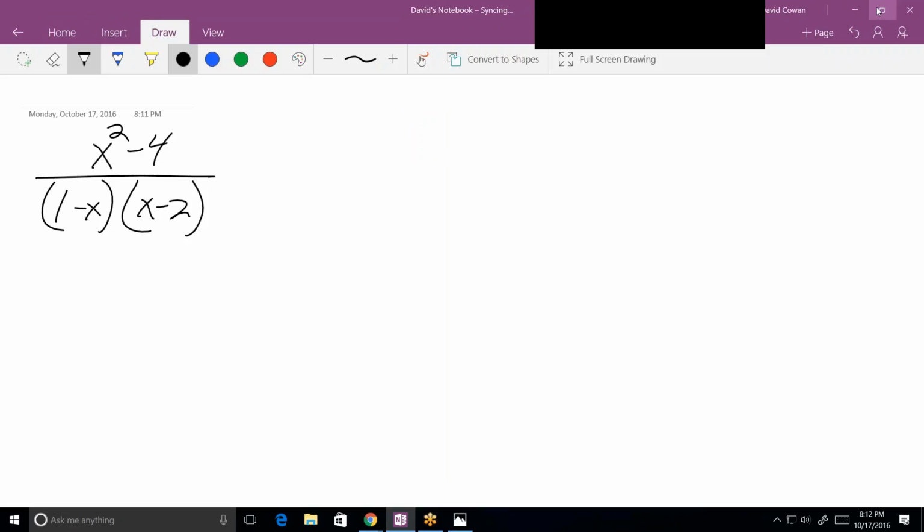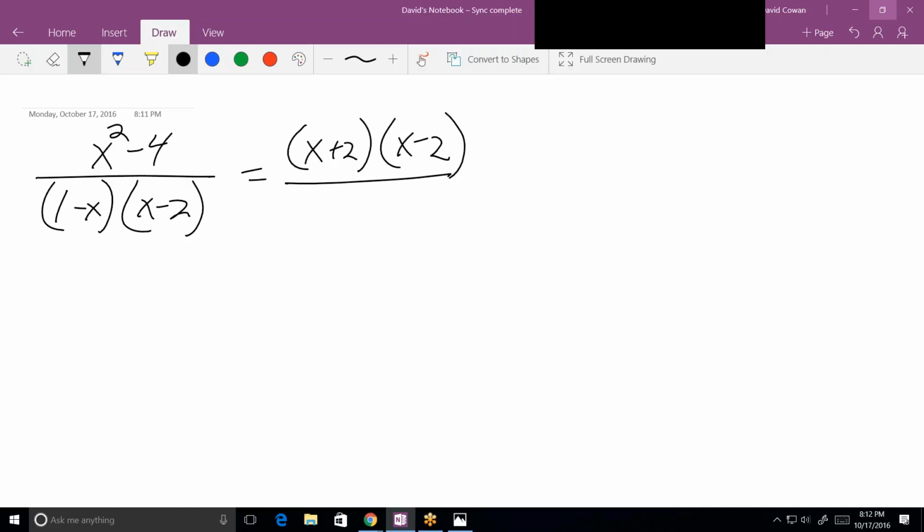All right. First of all, when you see a problem like this, always, if you can, factor anything you can factor. You factor the numerator. So the numerator can factor to x plus 2, x minus 2.